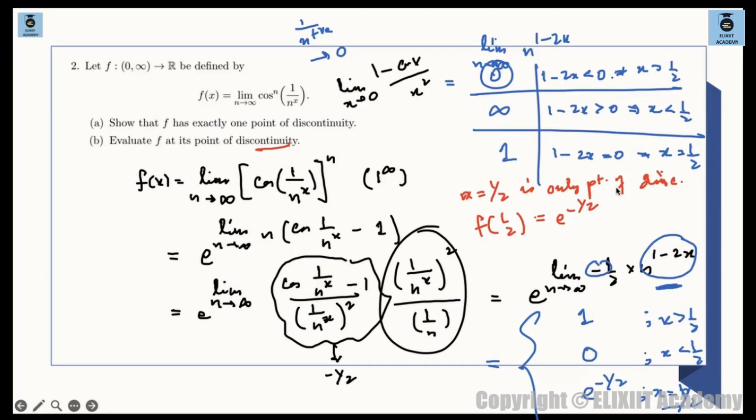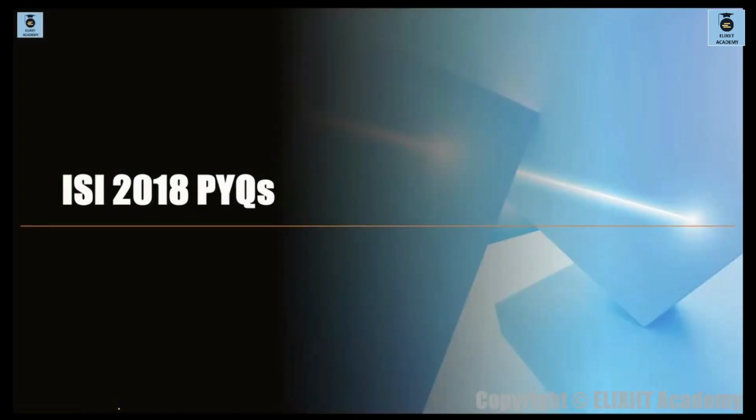Okay? So you have to show all these things properly and clearly, whatever I have said, and at the end put a claim. Put the claim and just state the proof of this particular thing, of this formula. Okay? This was once again a moderate question, not that too difficult. Okay, next we move on to 2018 PYQs.